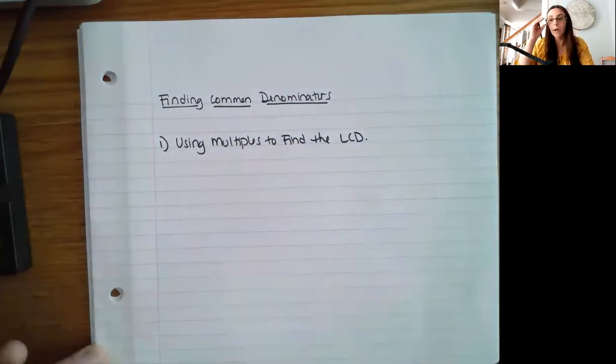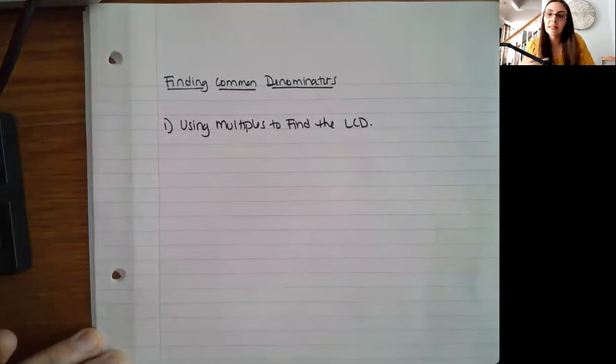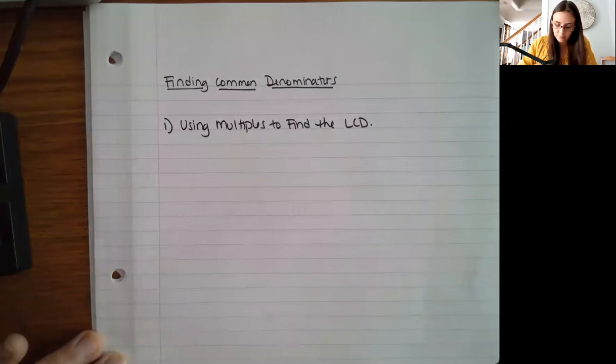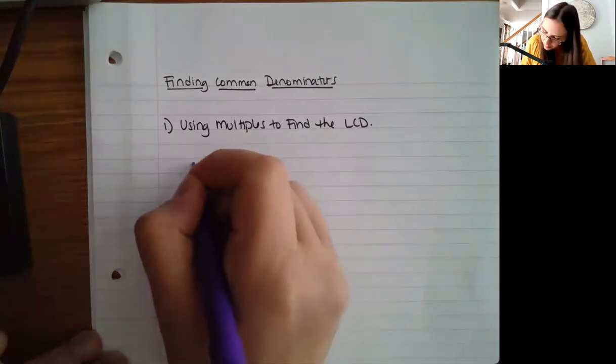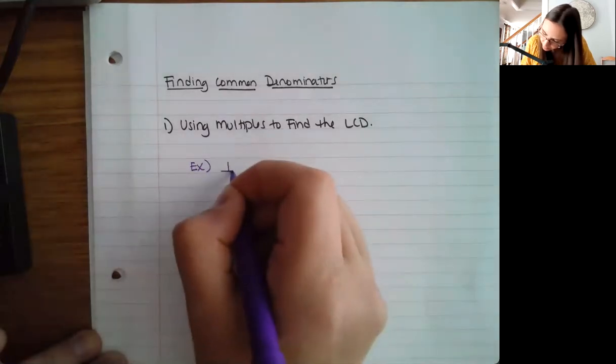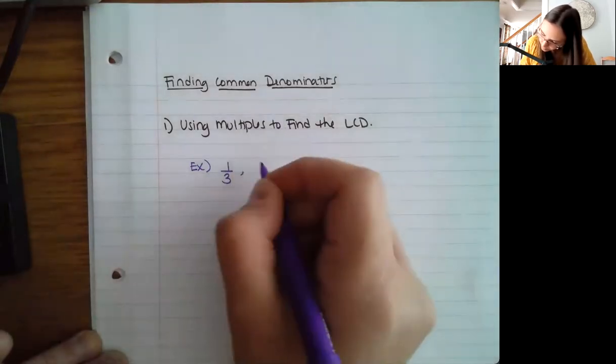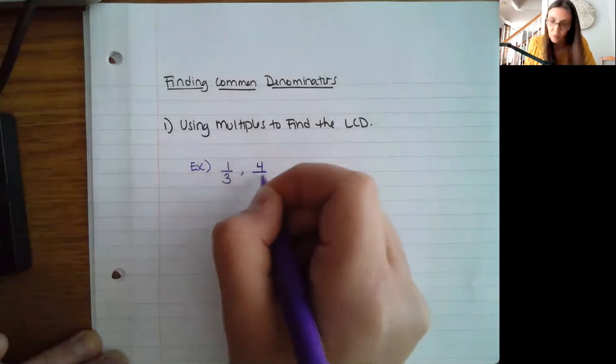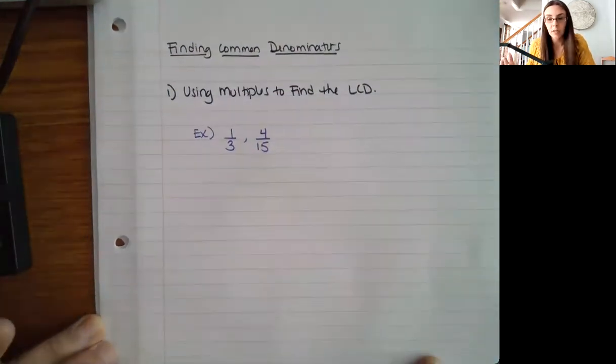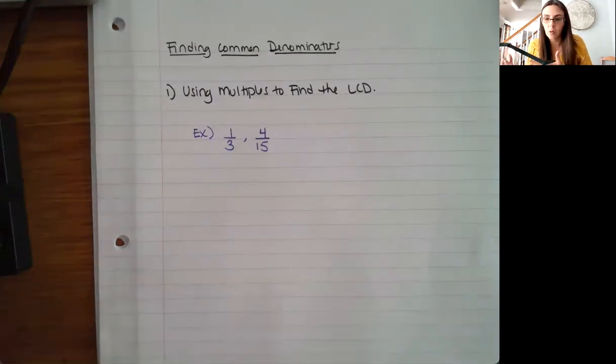So the first idea is to use multiples to find the LCD. This is actually my preferred method. I think this is the easiest one to use, although sometimes it can be time consuming, but we can do it. So it's easiest to do it also with an example. So let's do an example. I'm going to use 1/3 and 4/15. Now these clearly are unlike fractions, so we want to be able to make them like. That's our goal, is to make them like. And the first step there is to figure out how to find the easiest denominator to do that, and that's your least common denominator.